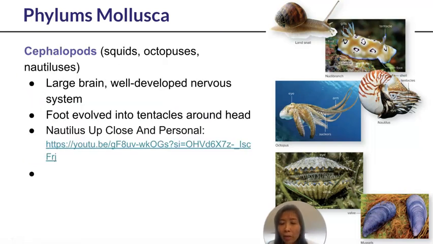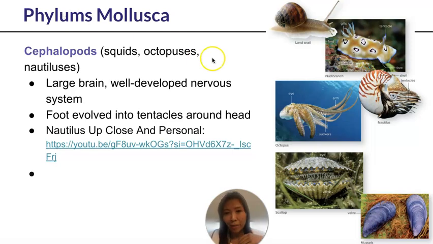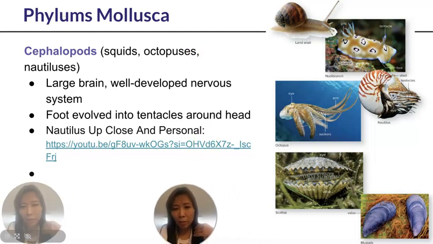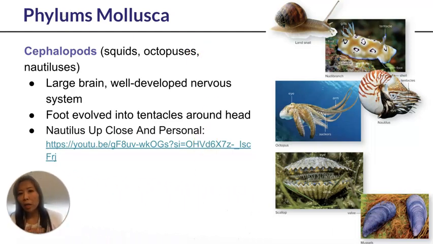And another one is my personal favorite. This would be the cephalopods. So cephalopods are going to include squids, octopus, and the nautilus, which is this guy right here. And so the cephalopods all have pre-developed nervous system and brains, so they're one of the most intelligent invertebrates.